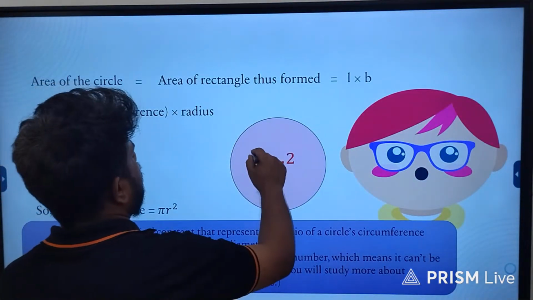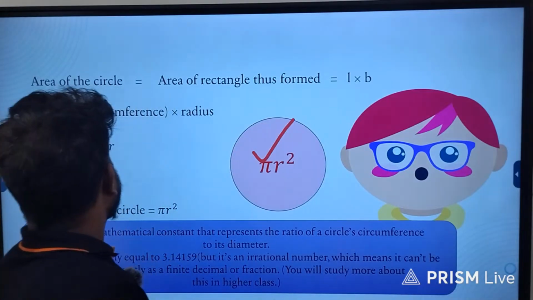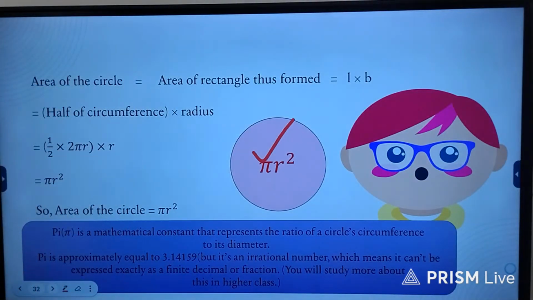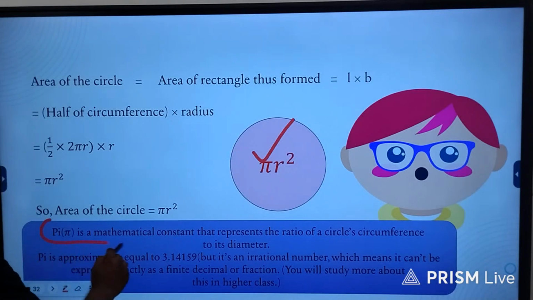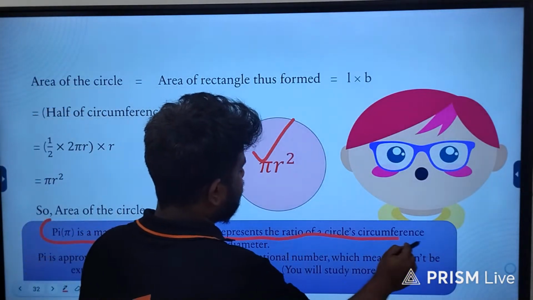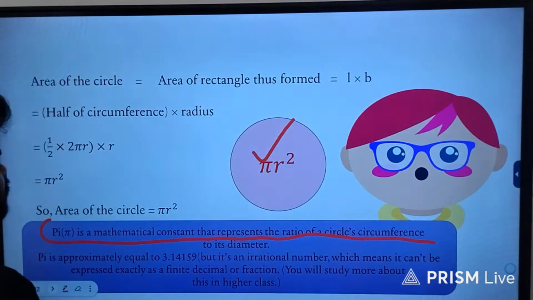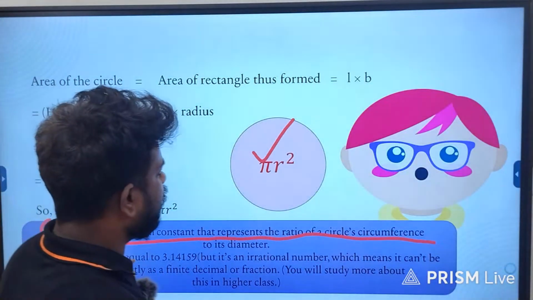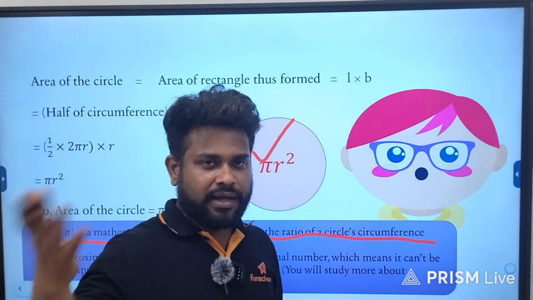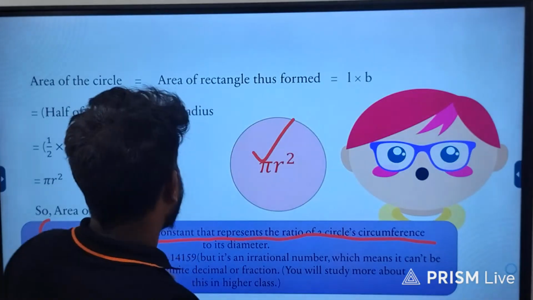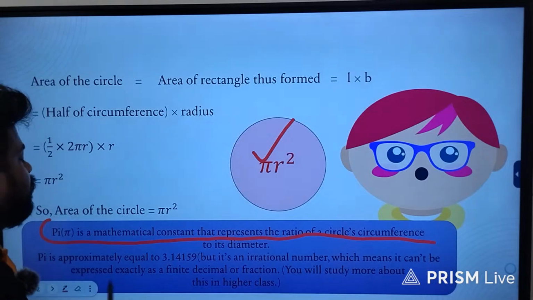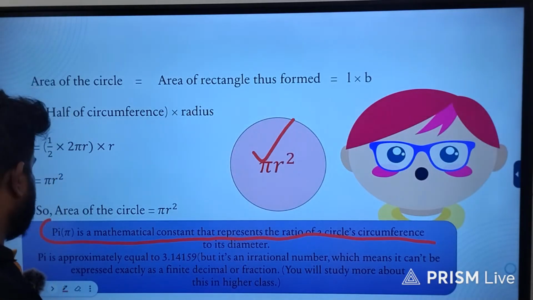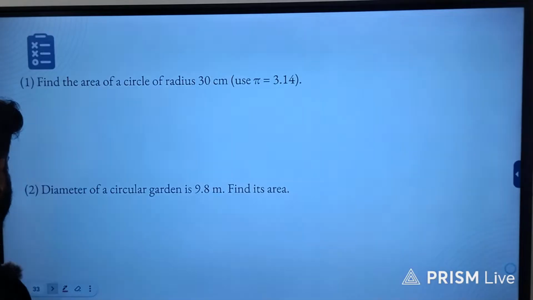These two formulas have already been discussed, that is, the area of a circle is pi into r square. And what is pi? Pi is a mathematical constant that represents the ratio of a circle's circumference to its diameter. We will discuss in our next classes how pi comes about. Pi is approximately equal to 3.14159. It's an irrational number as well.